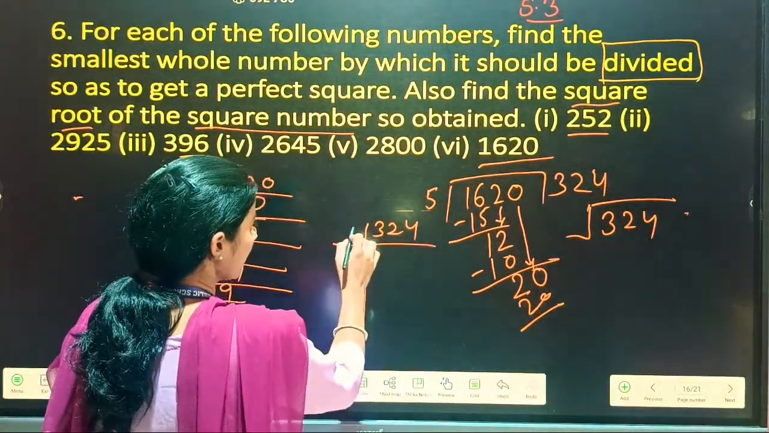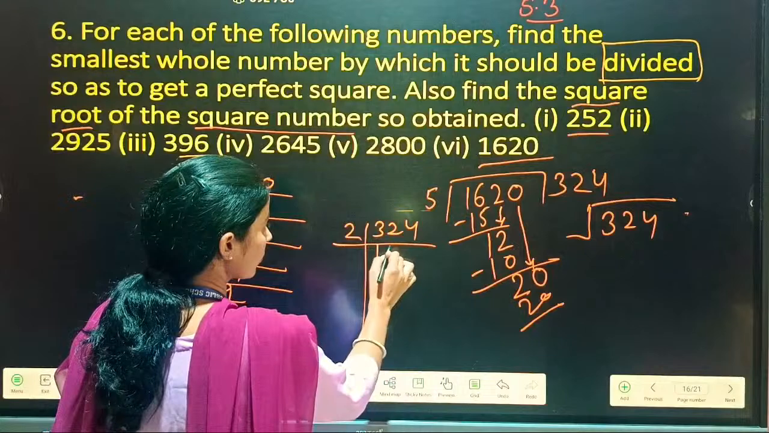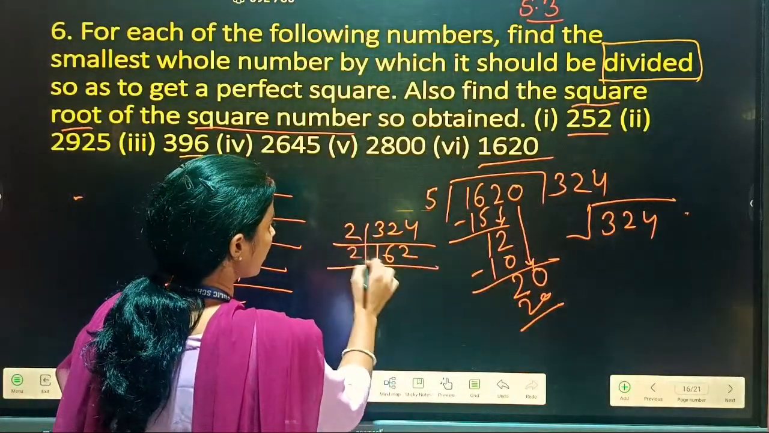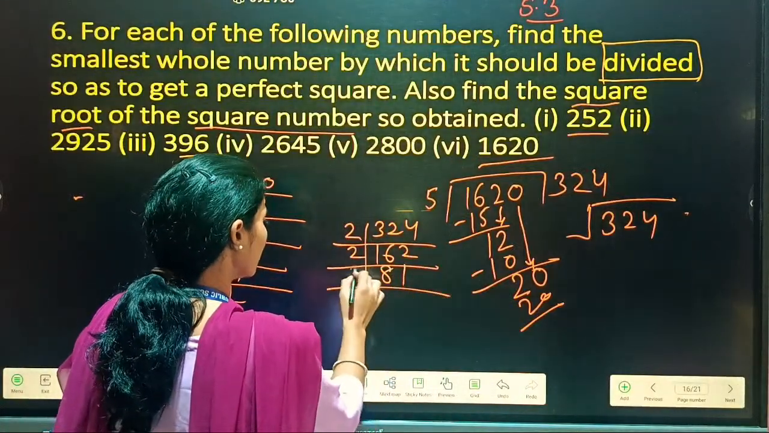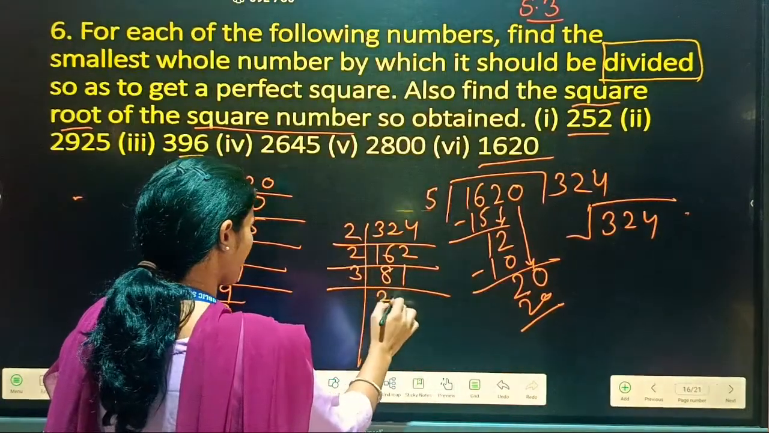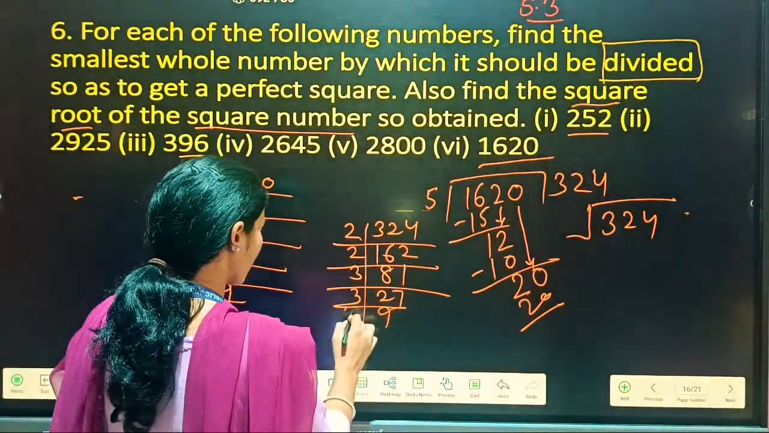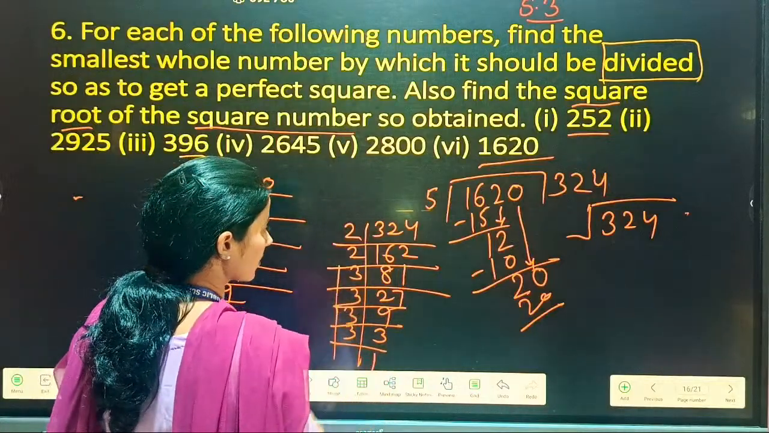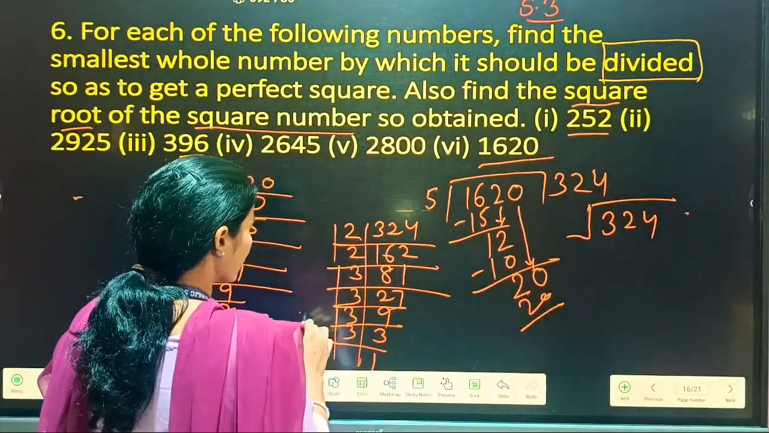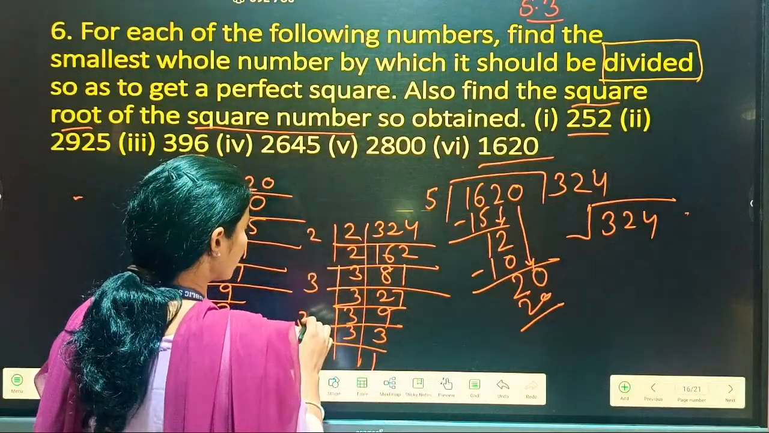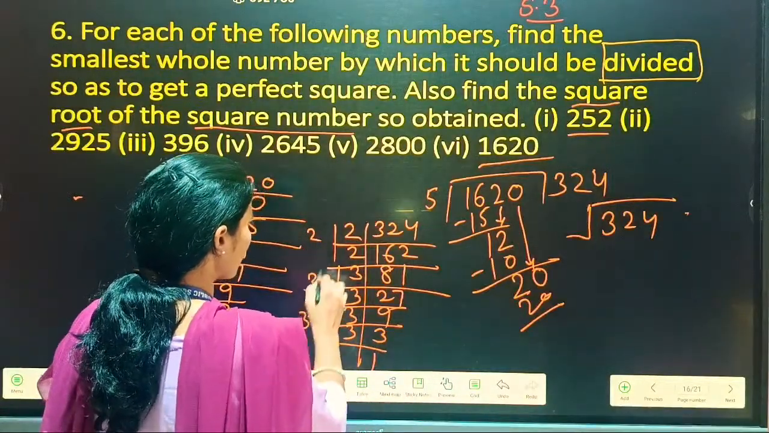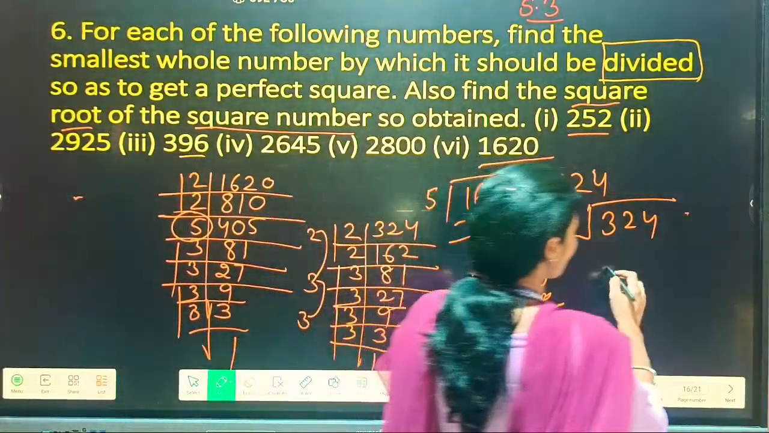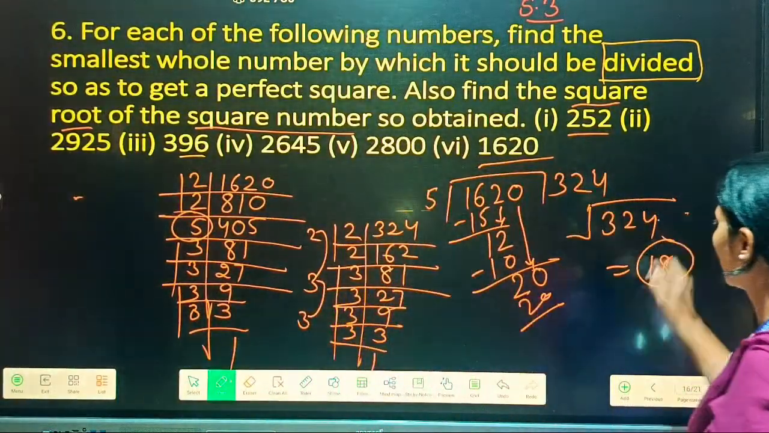324 divide with 2. 2 1s are 2, 2 6s are 12, 2 2s are 4. 2 8s are 16, 2 1s are 2. Then 3 9s are 27, 3 3s are 1, 3 1s are 3. This 3 is in a pair, this 3 is in a pair, and then 2. 3 into 3 into 2. 3 3s are 9, 9 2s are 18. Sorry, 18. It is the square root of 324, that is 18.